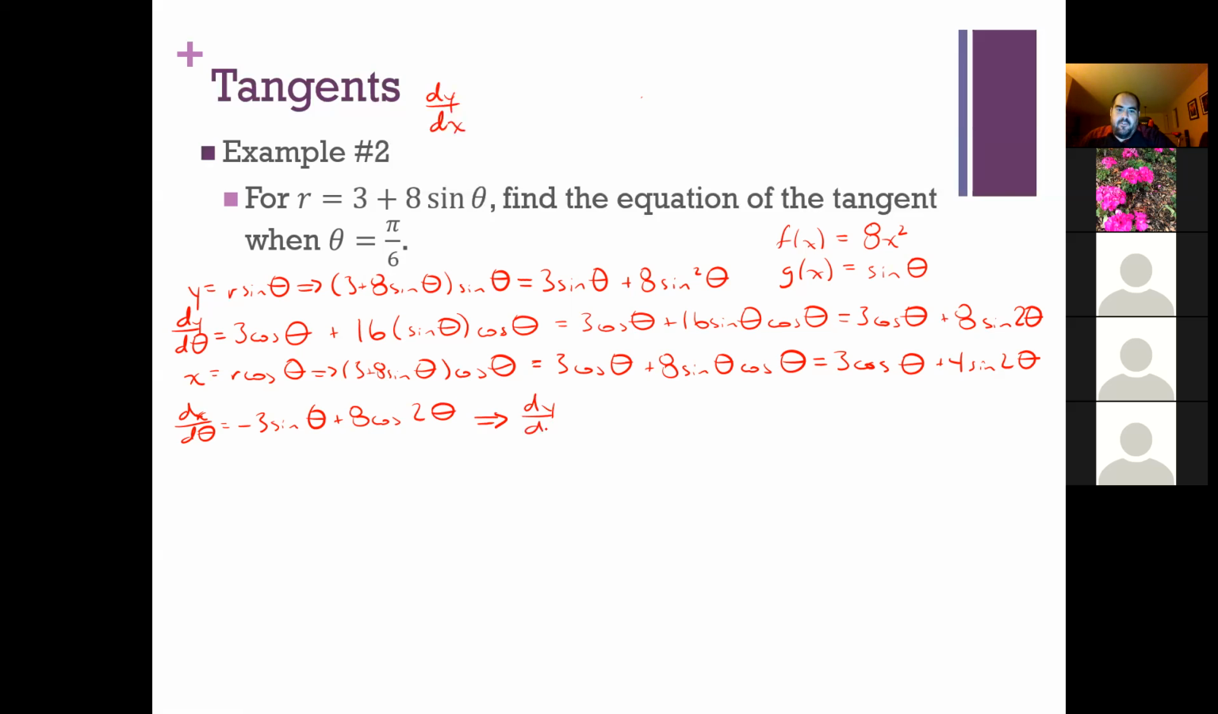Doing that gives me dy dx equals 8 sine 2 theta plus 3 cosine theta over 8 cosine 2 theta minus 3 sine theta. So that's the derivative. Any questions about how we got this far into it?